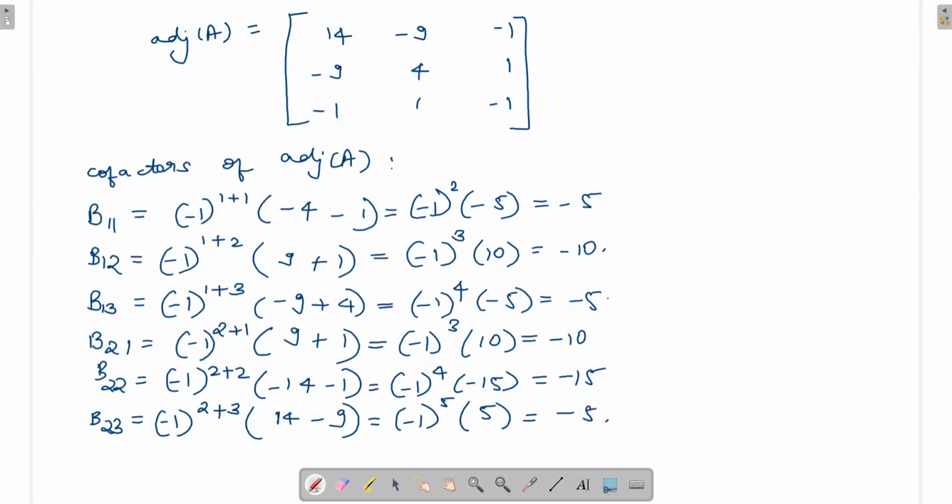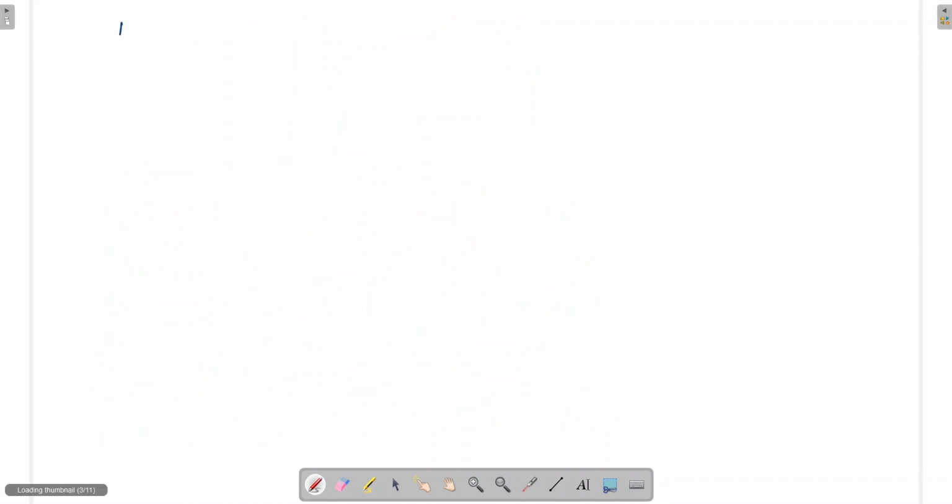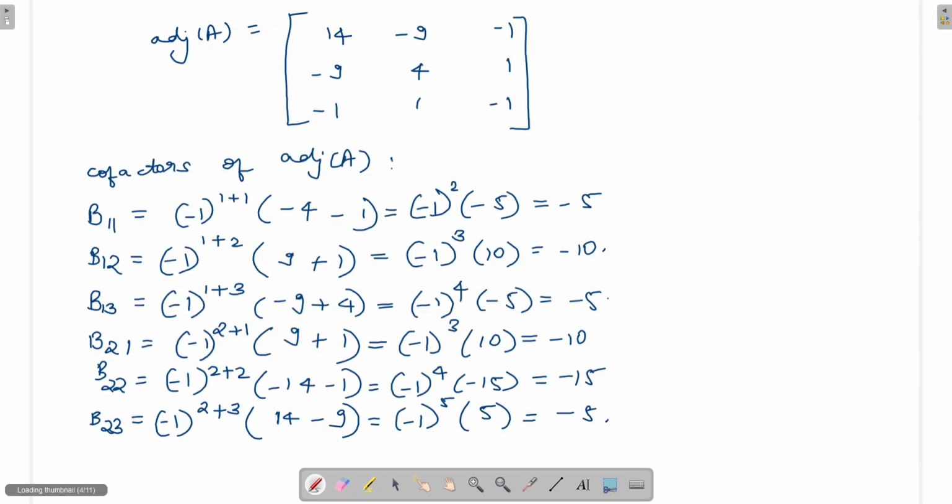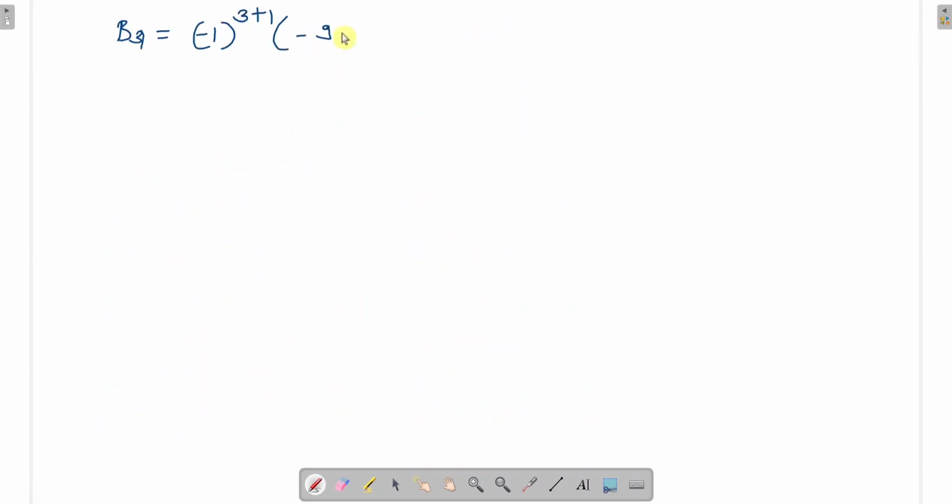Okay, then B31 we have to find. So B31 is equal to minus 1 raised to 3 plus 1, minus 9 plus 4, minus 1 raised to 4 times minus 5. So minus 5.